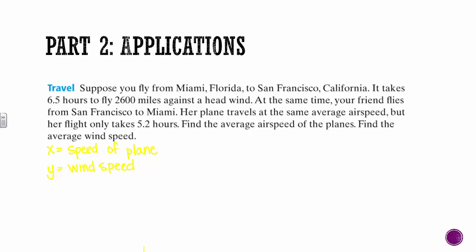So then you have u. And remember, you're going from Miami to San Francisco. And it says that you are taking 6.5 hours to fly 2,600 miles against a headwind. So wind is pushing against you. It's slowing you down. So in order to do this, we need to remember the formula that we used way back in chapter 3. Distance equals rate times time.